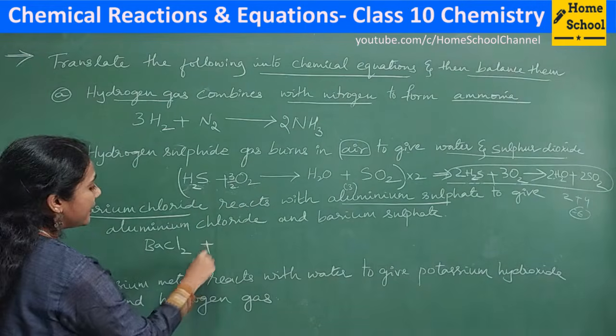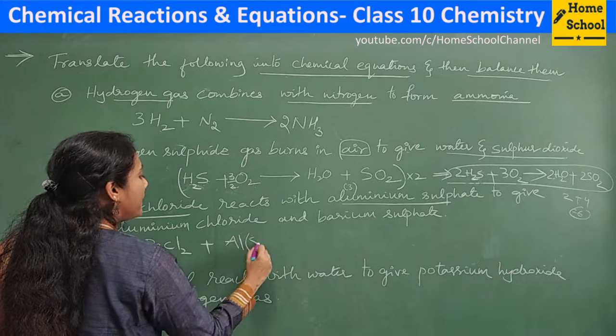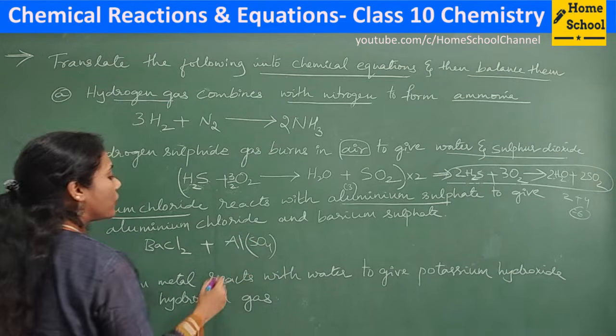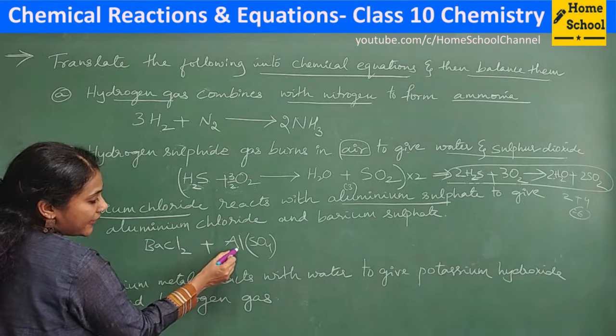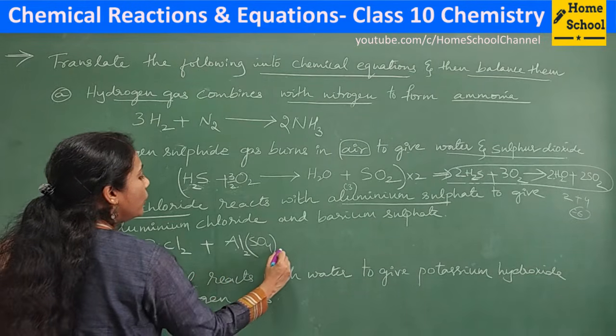Aluminium sulfate is another reactant. What is the formula? Aluminium is Al. Sulfate means polyatomic group SO4. Aluminium valency 3, sulfate valency 2. So what is the formula?